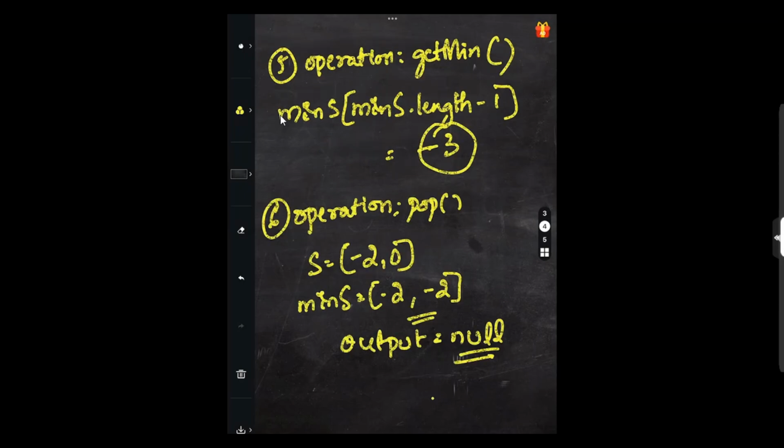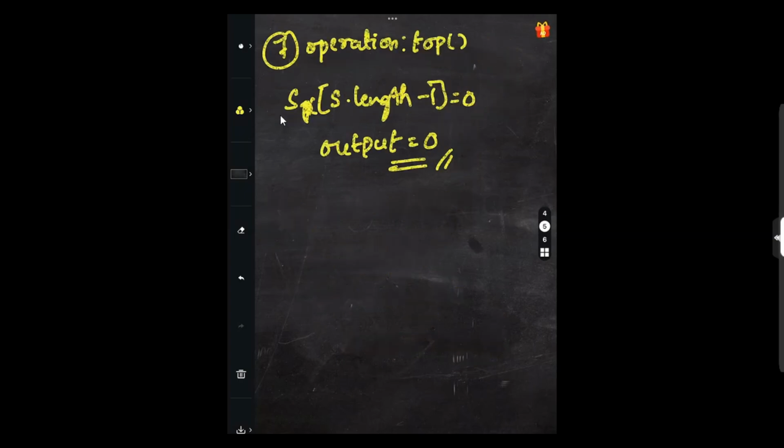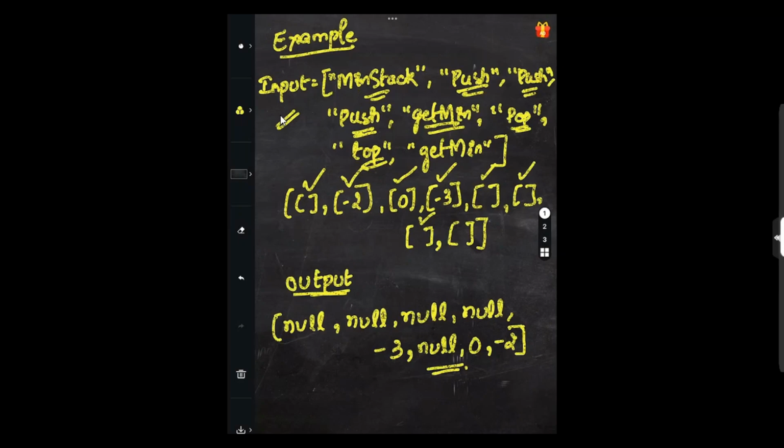After this operation, we can clearly see here, now the top of the main stack is 0. That's what we are returning here. Top of the main stack is 0, right? So the output will be 0 here. The final operation, let's come to the final step, nothing but get min.